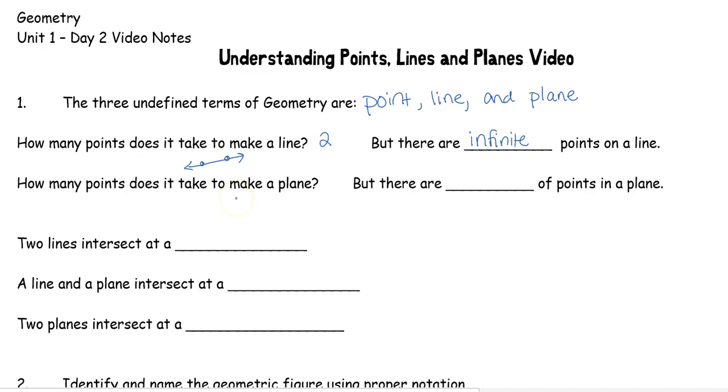How many points does it take to make a plane? That is 3 points. And that's going to be 3 non-collinear points. Again, just because it takes 3 points to make the plane, once you have your plane, there's an infinite number of points on that plane.